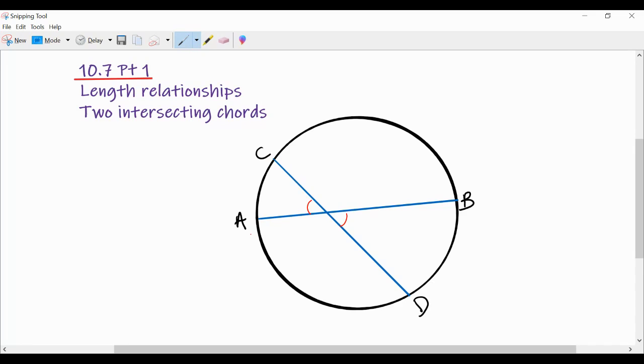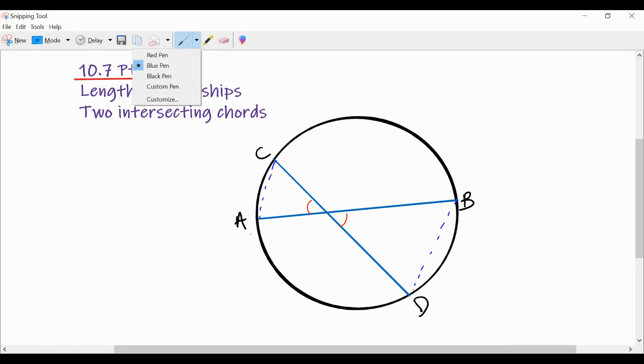Okay, so the first thing I'm going to do is draw an imaginary line here, AC, and I'm going to draw an imaginary line here, BD. And what I've done is I've created two triangles. Now, let's see if there's any kind of a relationship with these two triangles.